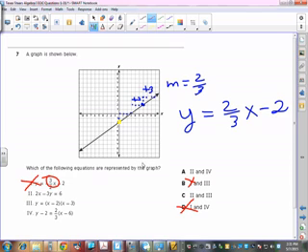It looks to me like what they have done here is put something in standard form. Remember, standard form is Ax plus By equals C, where A, B, and C are integers. So let's put this in standard form. Standard form never has fractions. So what can we do up here to this equation to get rid of the fractions? We can multiply everything by 3.